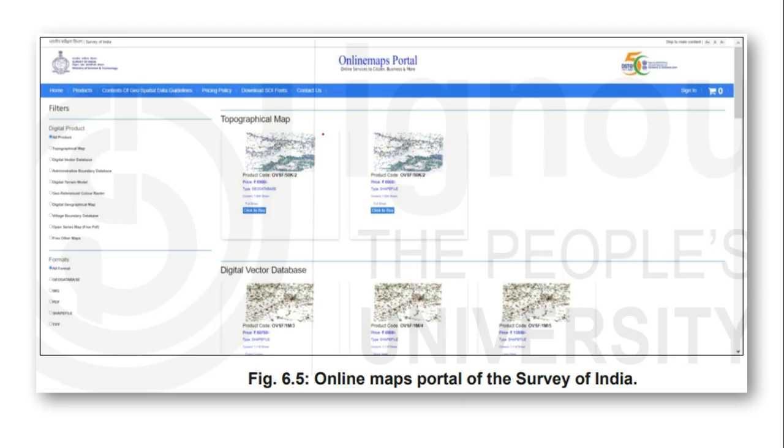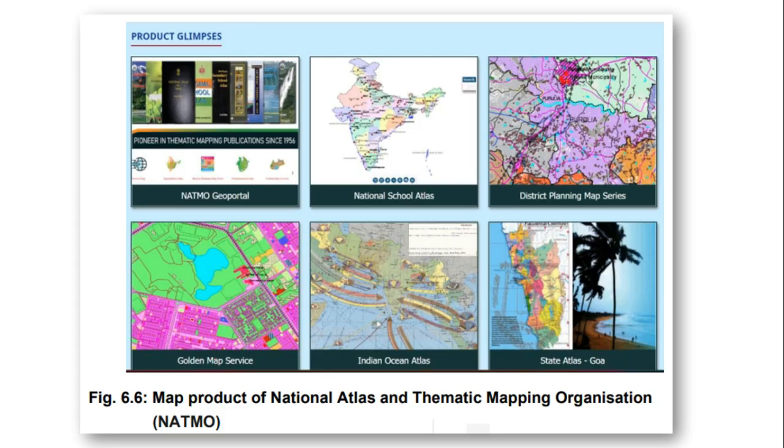various scales. Here is a picture of the online maps portal by Survey of India where you can get different kinds of topographical maps and digital vector database. Then here is a product glimpse from NatMo, showing what map products are available at NatMo. So NatMo Geo Portal, National School Atlas, District Planning Map Series, Golden Map Service, Indian Ocean Atlas, State Atlas. So different kinds of atlas maps are available at NatMo.